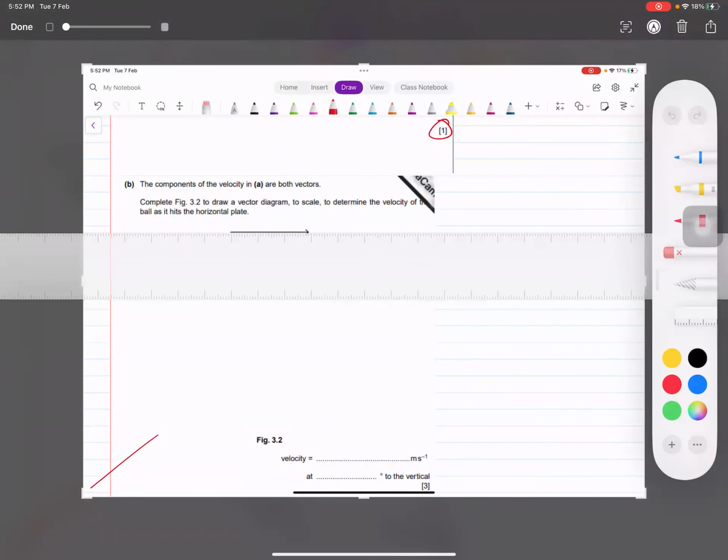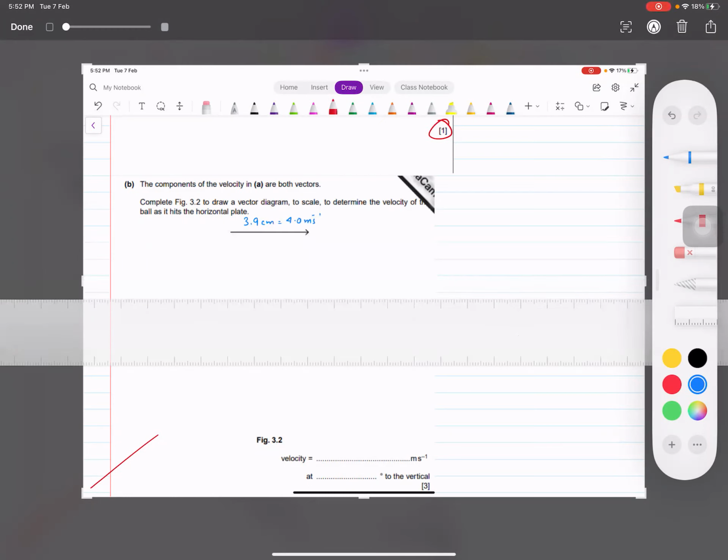On my scale right now this is about 3.9, so I'm going to say it is 3.9. In the actual paper it was basically 4 centimeters. But 3.9 centimeters is equivalent to 4.0 meters per second. That was the horizontal one. Do you guys agree?